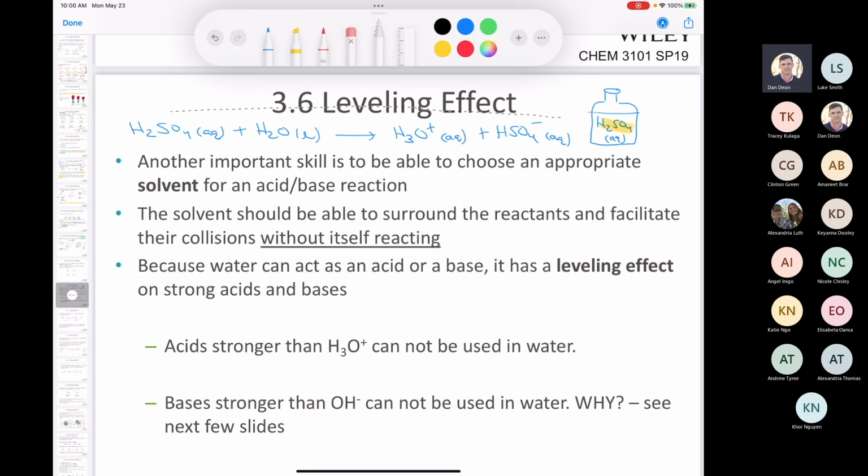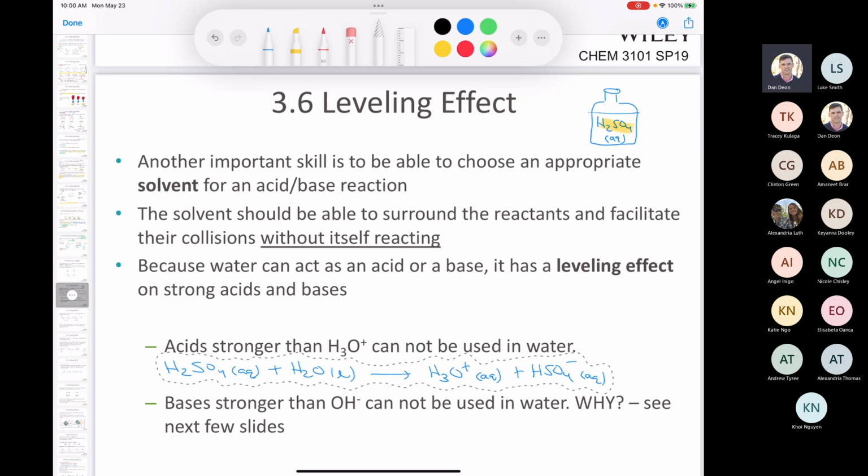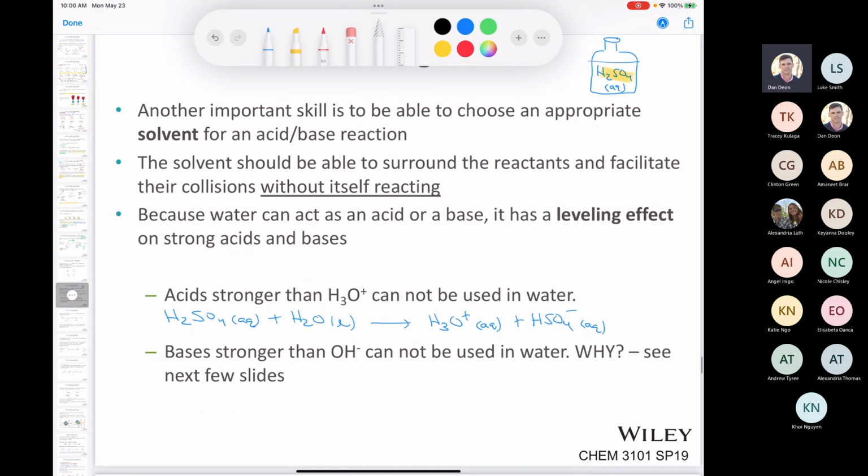In fact, I'll take this, select all of this, and I'll put it down here. There we go. It says here, an acid stronger than H3O+ can't be used in water. Why? Because you end up protonating the water and just forming more hydronium. And it says bases stronger than hydroxide cannot be used in water.